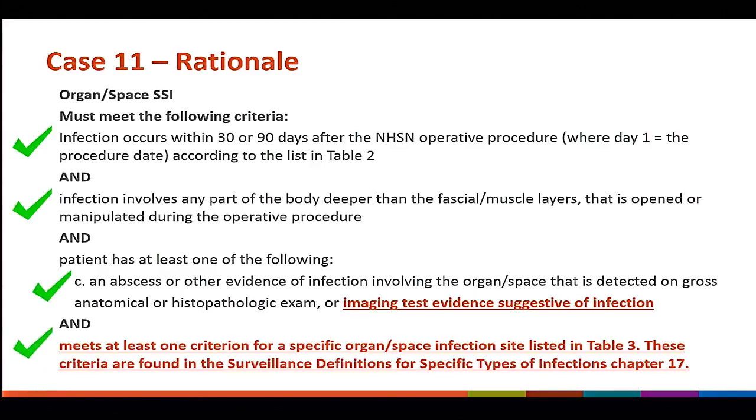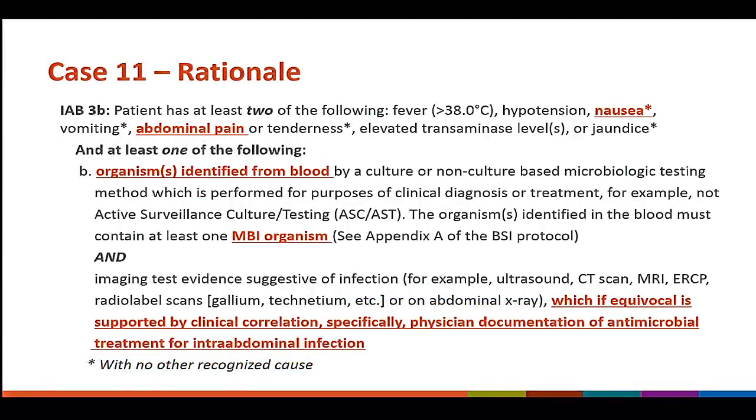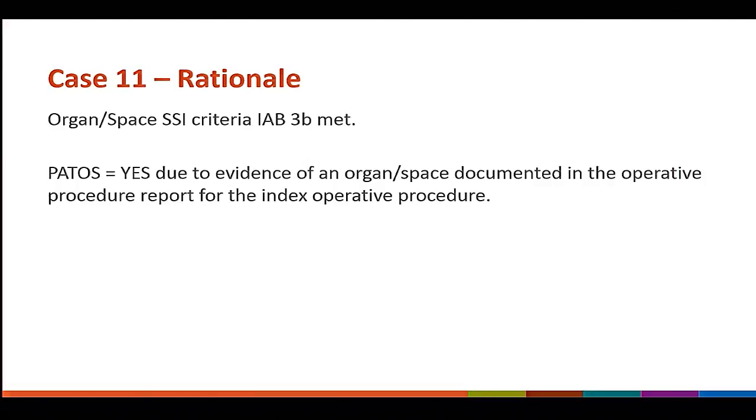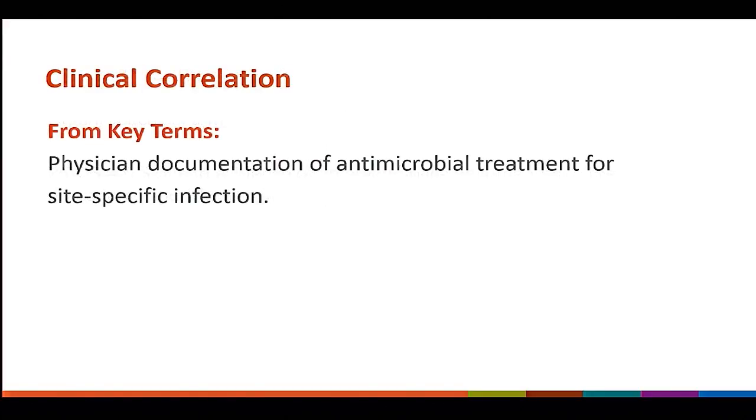We move on to site specific, and we look at IAB 3B. Is that where everybody was looking? 3B. So we know we have two symptoms noted: nausea and abdominal pain. We also have an organism identified from the blood, and the organism is an MBI organism, so that's eligible to meet the criteria. And then also we have that imaging test that is supported by clinical correlation, that physician documented antimicrobial treatment for an intra-abdominal infection. So great job, and this meets. And you indicate PATOS equals yes.